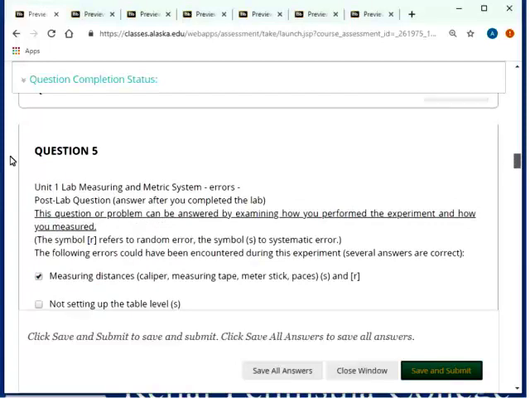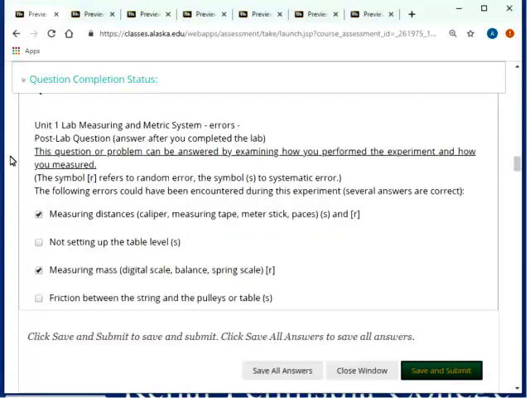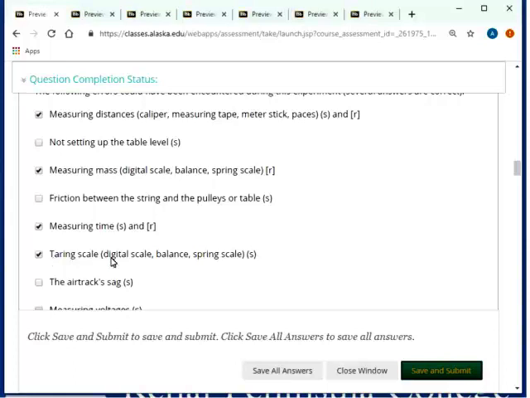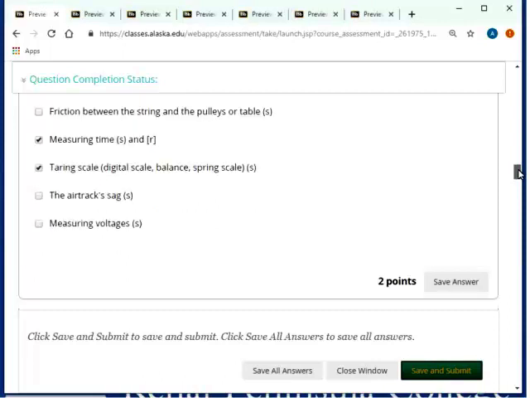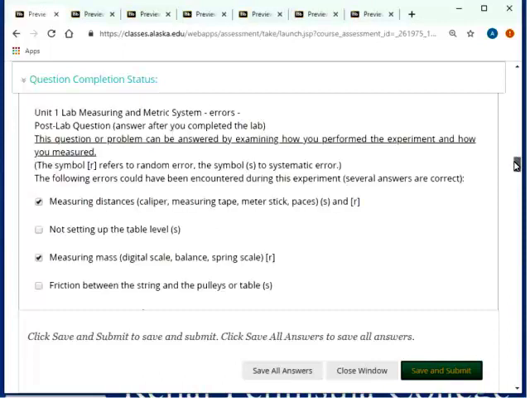All right, errors in this experiment. Well, you used a certain number of measuring devices, such as the caliper, the measuring tape, meter stick, you paced, you measured the mass, you tared the scale, digital balance, or spring scale. I'm not sure why I checked measuring time for this one. Oh yeah, of course, it's the metric system lab. Yeah, of course you measure time for these, but so these 4 apply, the others do not for possible errors. R and S stand for random errors, which you always will have. You can just minimize them. And S stands for systematic errors, which, if possible, you should get rid of.